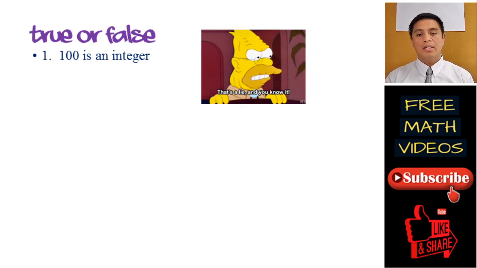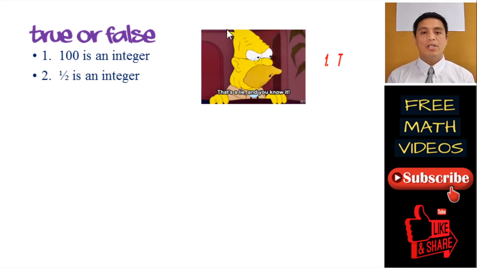Okay, of course it is true because 100 is a natural number and it is also a whole number. Number 2, 1/2 is an integer. Of course it is false because, as I have said, integers don't include fractions.